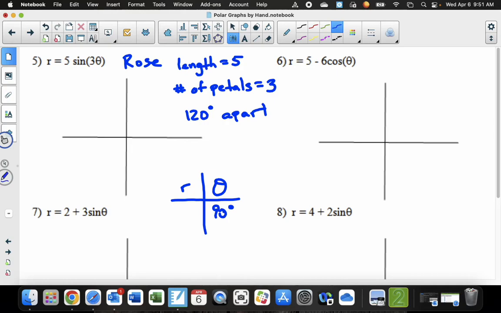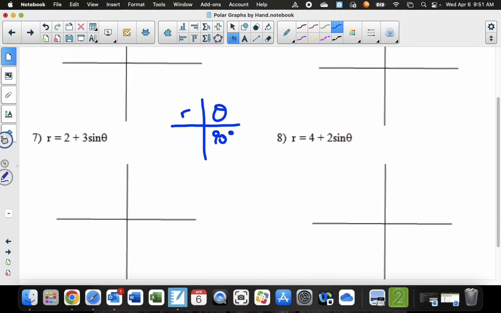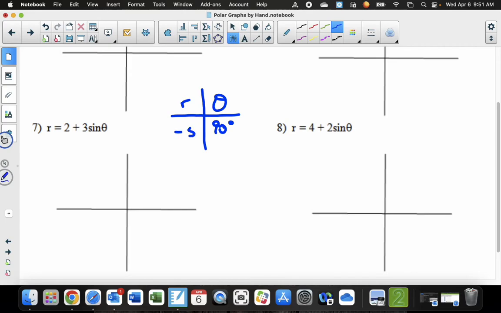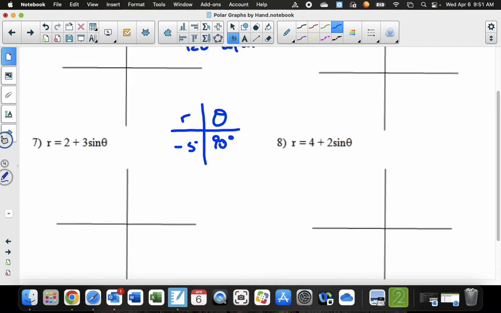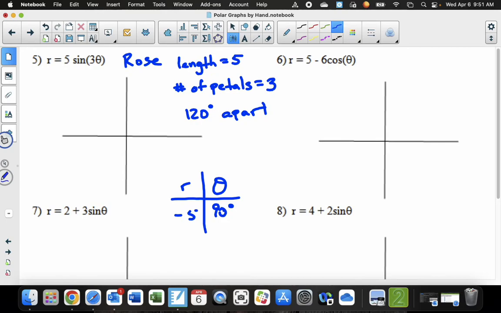So let's say I plug 90 into this equation. 3 times 90 is 270. What's the sine of 270? It's -1. Which means when we multiply it by 5, what I get is -5 for that value of r. How do I graph a -5?